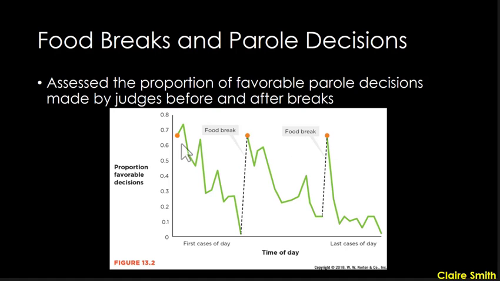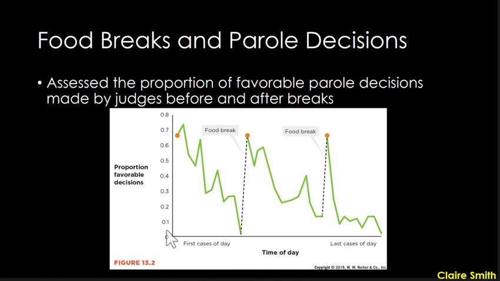So if you're ever trying to get parole, I don't know if you have any say in a schedule, but try to get at the beginning of the day or right after some sort of food break or lunch break, whatever it may be. Again, this is a quasi experiment because researchers aren't actually assigning people, the judges, to do this, right? The judges are just living out their lives, and researchers are looking at the independent variable, so how close to the food break it was, and then measuring the proportion of favorable decisions.